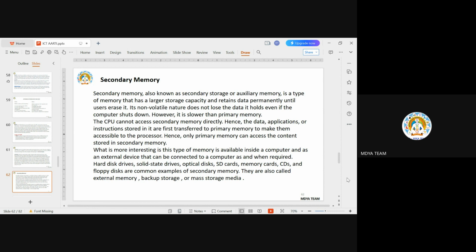Okay. What is more interesting is that this type of memory is available as an external device. As we know, the hard disk is not placed outside the PC or outside the laptop. It is inbuilt in the laptop, but we can also connect a hard disk externally. So that's why it is called an external device. It is called an external device because we can connect it externally also.